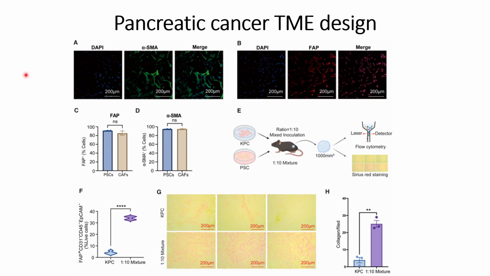In this video, we will discuss pancreatic cancer TME design. In the previous video we understood that this paper discusses how oncolytic herpes simplex virus can be used to make the tumor microenvironment of pancreatic cancer less immunosuppressive, so that it can be easily detected by immune cells, and immune cells can act against the pancreatic cancers.